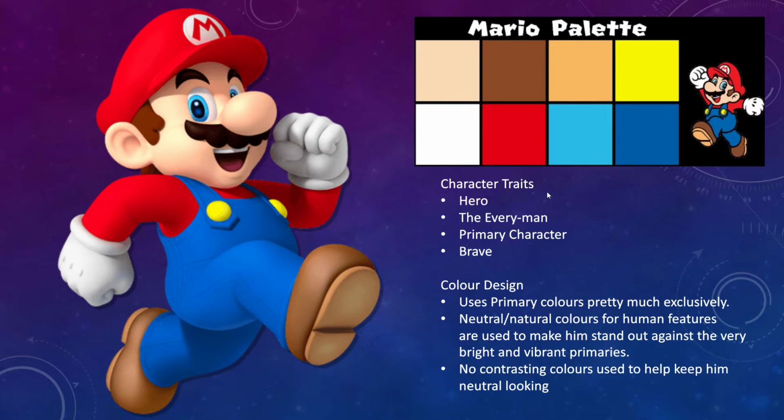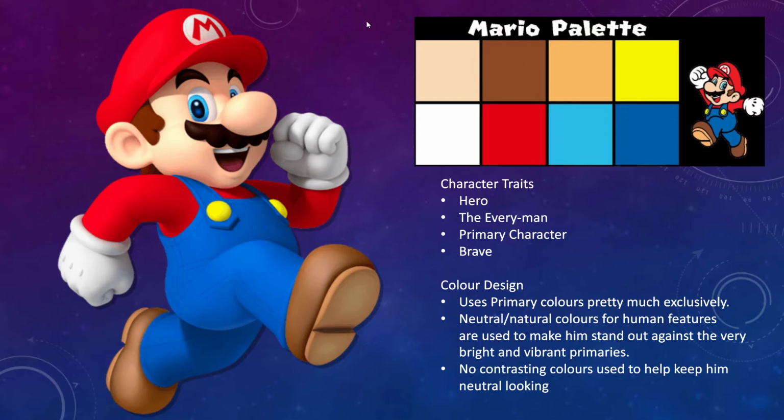So we're going to get into thinking about colour palettes for characters, right? So when we think of Mario, we think, right, he's the main character. Obviously, in every game he's in, he's the main character. He's a typical everyman. We like to think of him as brave. So his colour palette uses a lot of primary colours. Obviously, he's the primary focus. He should be the primary character. His main colour is red, and they use a lot of blues and other stuff around him.